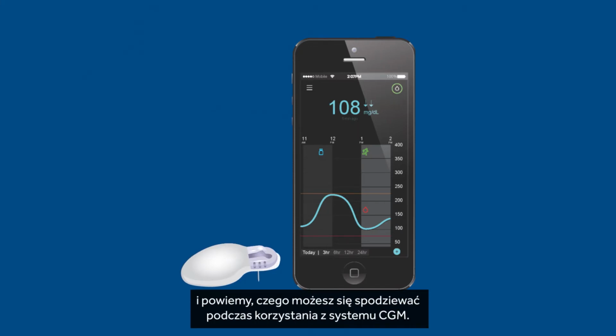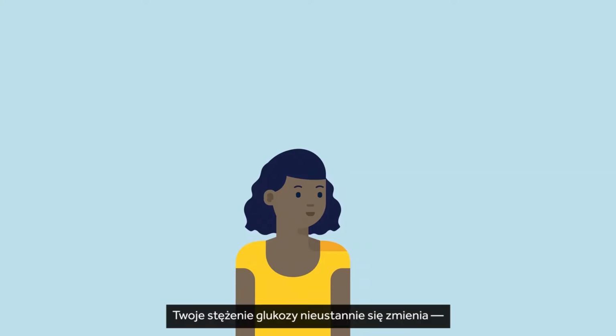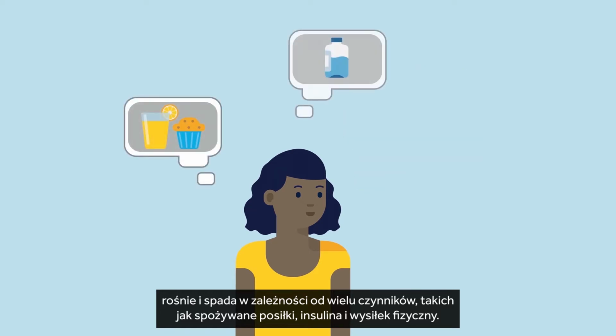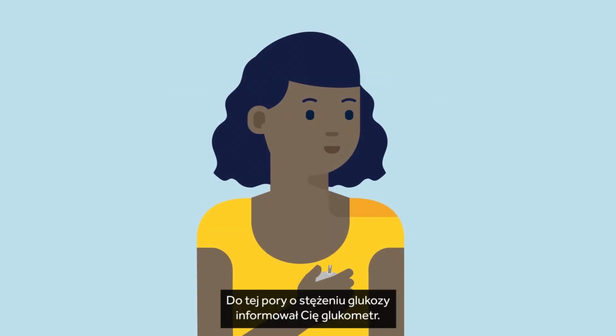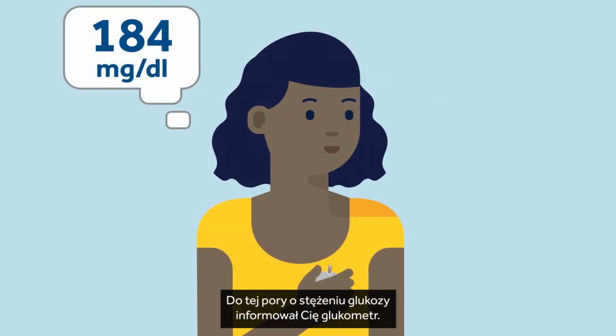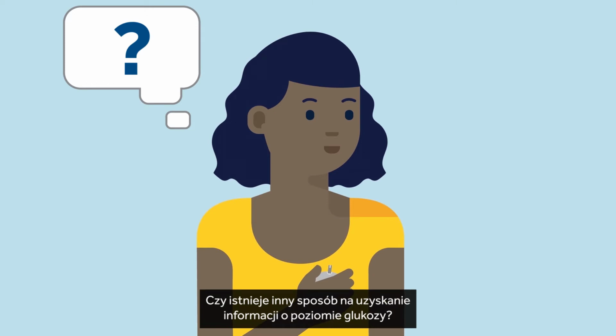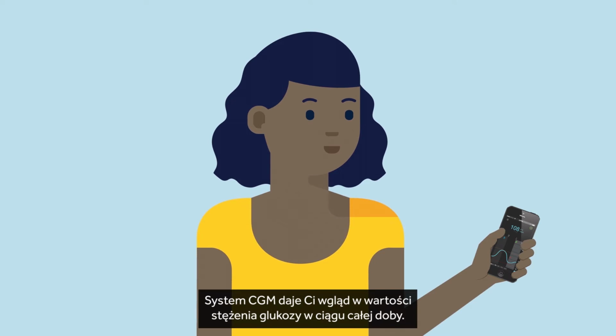Your glucose value constantly changes, going up and down depending on many factors, such as food, insulin, and exercise. And up until now, you have used your blood glucose meter to tell you what your glucose value is. However, your meter can only tell you what your glucose is for that moment. What if there was another way to get information about your glucose levels? Well, CGM gives you a way to see what your glucose levels are throughout the day and night.